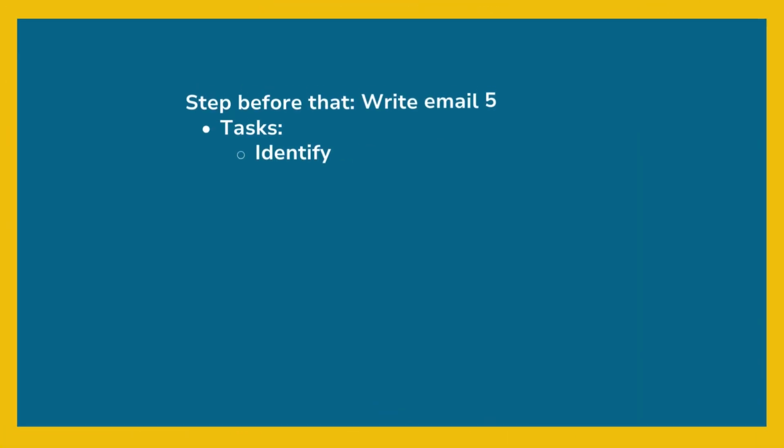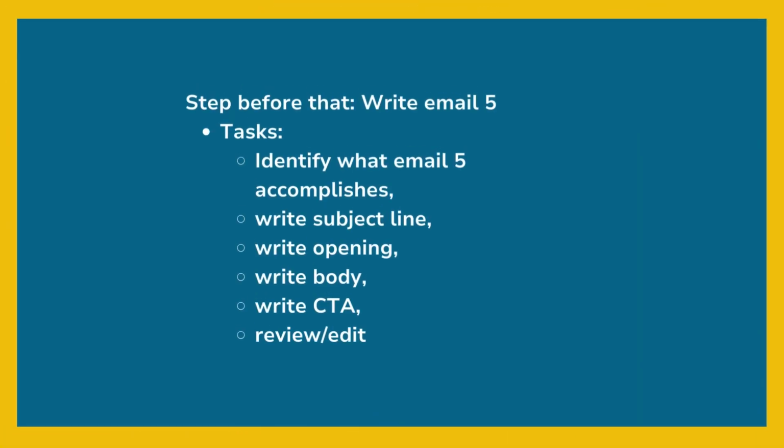Then you ask yourself, what is the step right before that? Well, the step right before that is write email number 5. Okay, so what are the tasks? What are the things you need to do in order to know, okay, email 5 is done? All right, so I need to identify what email 5 is going to accomplish, right? It's the last one. I need to write a subject line. I need to write an opening. I need to write a body. I need a call to action. And then I need to review and edit.